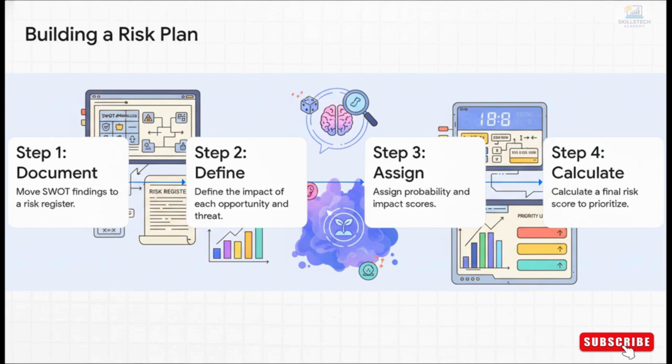The goal here is to prioritize. Which opportunities should we chase first? Which threats do we absolutely have to deal with right now? This is how you turn your analysis into a smart, data-driven to-do list.